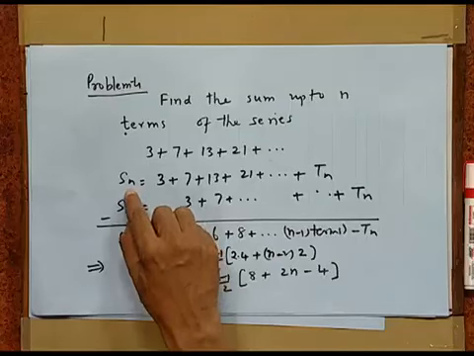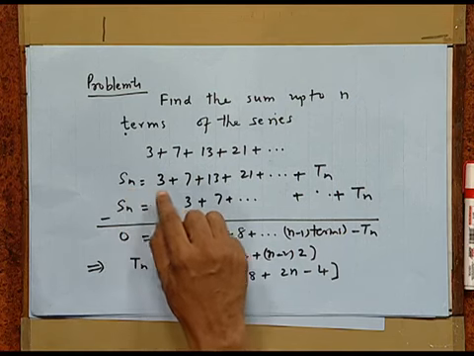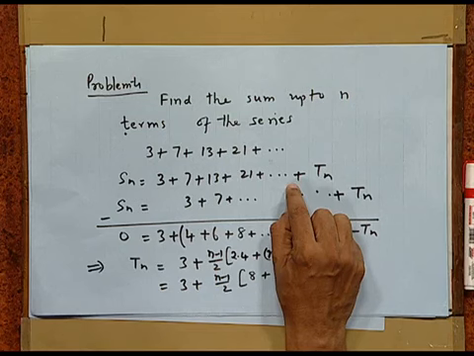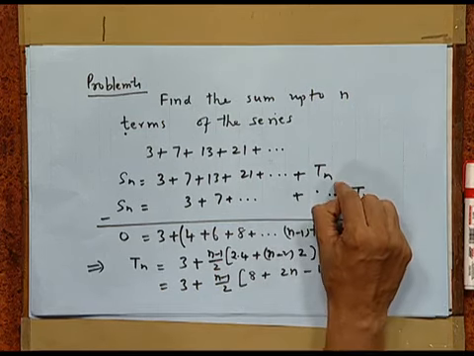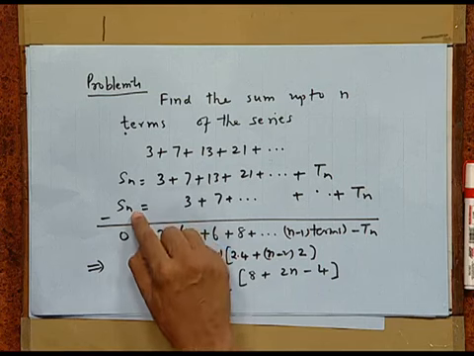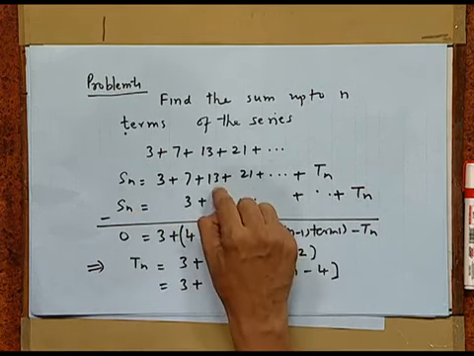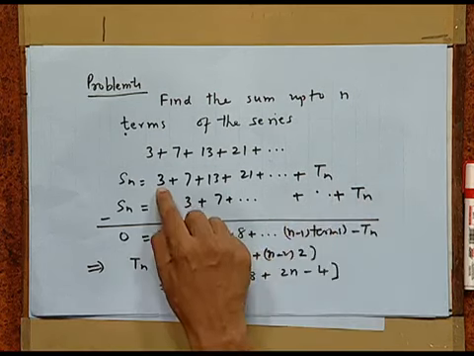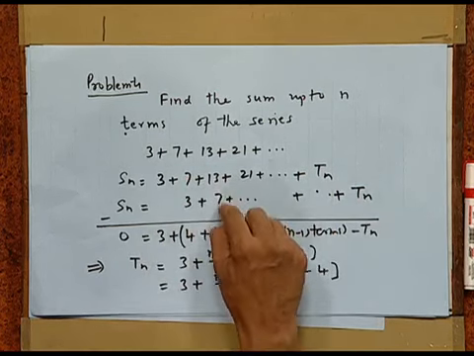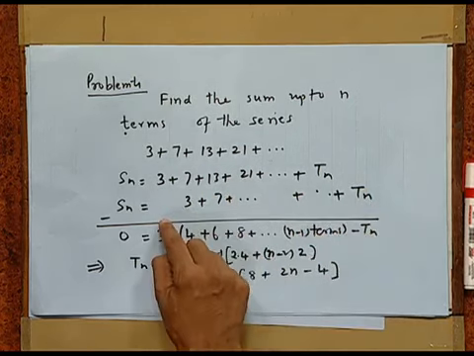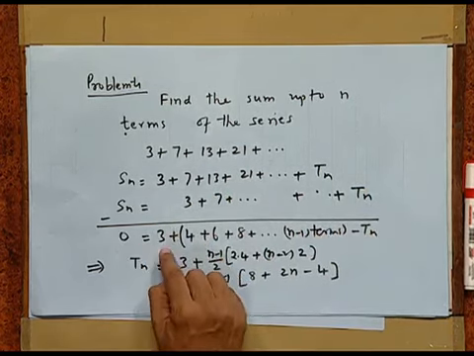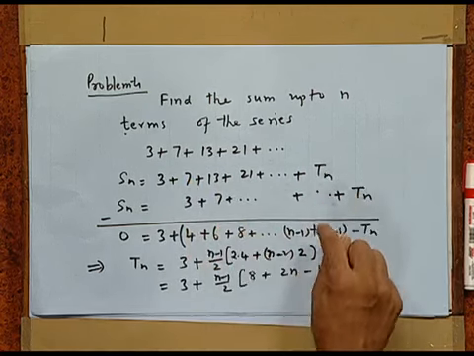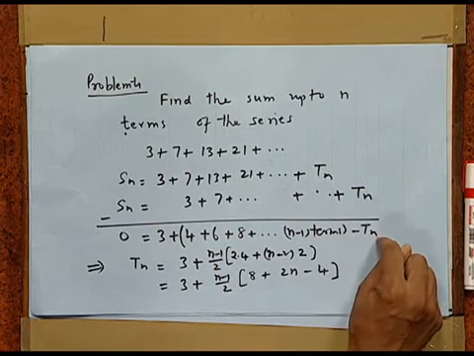We assume Sn, that is the sum of n terms, to be 3 plus 7 plus 13 plus 21 and so on, and because we don't know the nth term, we write it as Tn. Now we subtract the same thing from Sn with a slight shifting of the terms. So our 3 comes underneath 7, 7 comes underneath 13 and so on. When we subtract this, we get 0 is equal to 3 plus (4 plus 6 and so on up to n minus 1 terms) minus Tn.